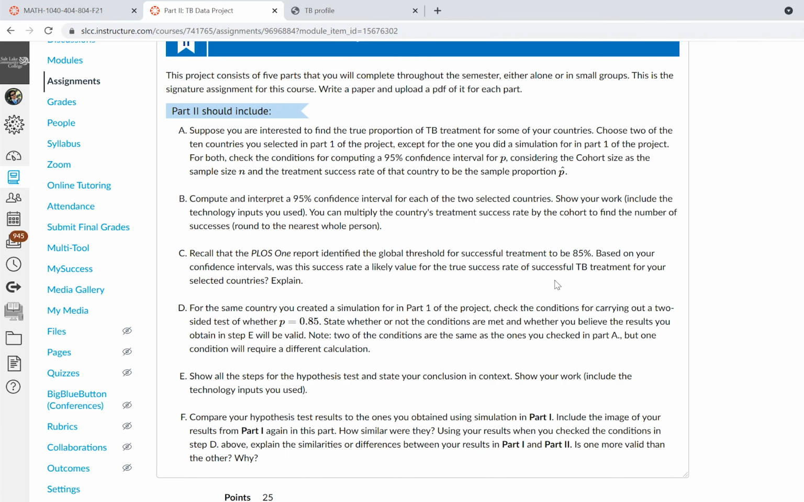You will do that for both of your countries you select. For D, you will then use the country you did in part 1 to make the simulation. In part 1, you made a simulation and did kind of a hypothesis test, where we did a simulation around a null distribution of 0.85 and tried to see how likely the value from your selected country was. Using that same country, you're going to do a full hypothesis test. But first for part D, you're going to check the conditions.